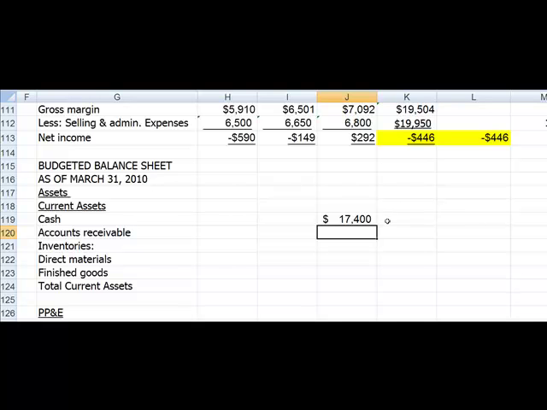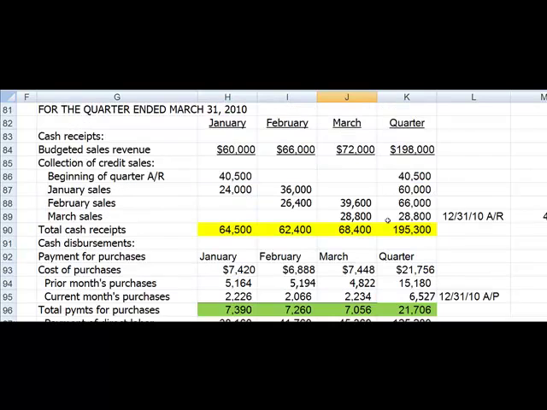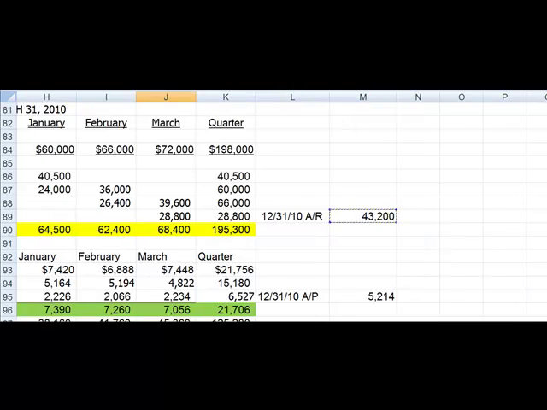Accounts receivable is going to come from the sales budget. I think it was the sales budget. When we did the cash receipts, we then figured out over here, do you remember? We did the cash receipts and we said, okay, here's March's sales. We subtracted the amount that we were going to collect in March, and what we hadn't collected became our accounts receivable at the end of March. And that should say 3/31, not 12/31.